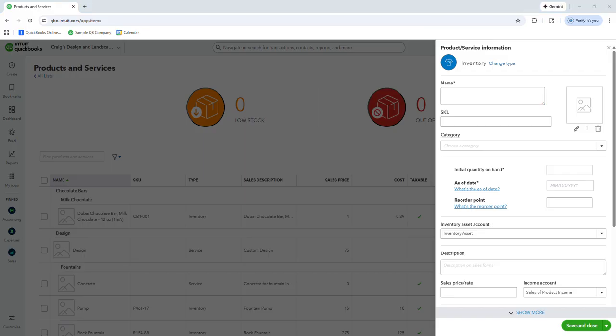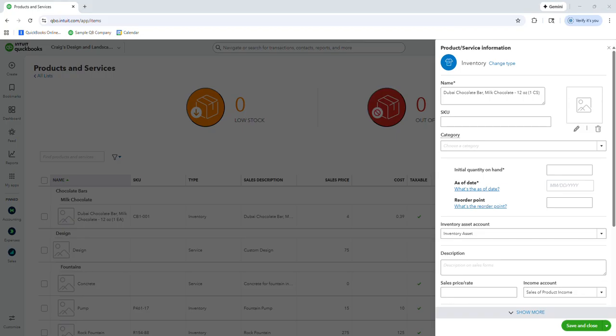So in this case, I'm going to create basically the same bar, but people can buy them by the case or in a case quantity. So we've got the milk chocolate Dubai chocolate bars. These are still the 12-ounce bars, but you can buy an entire case.